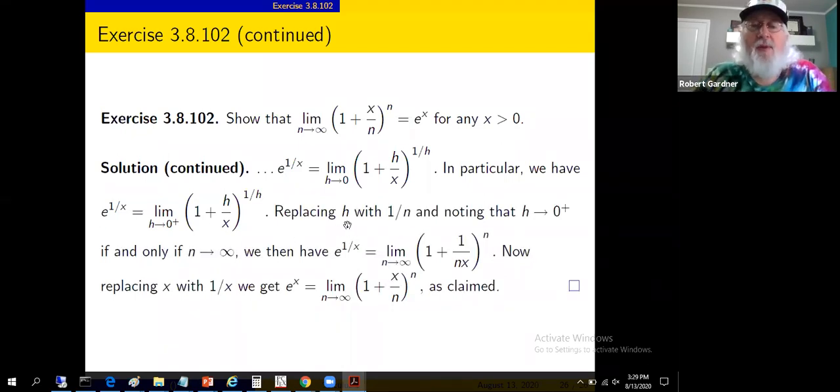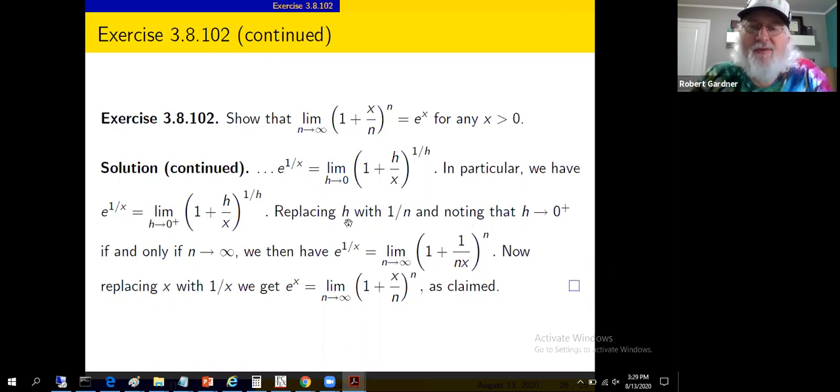Because I want to replace h with 1 over n. Right, we got a 1 over h in the exponent. Over here we got an n in the exponent where we're going. So let's swap those. Replace h with 1 over n. But h was approaching 0 from the positive direction.